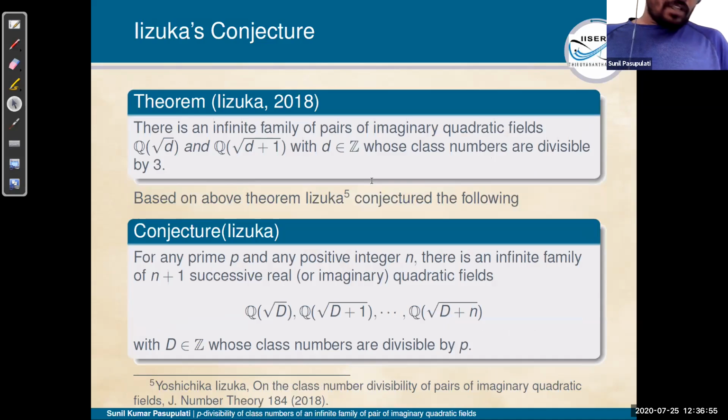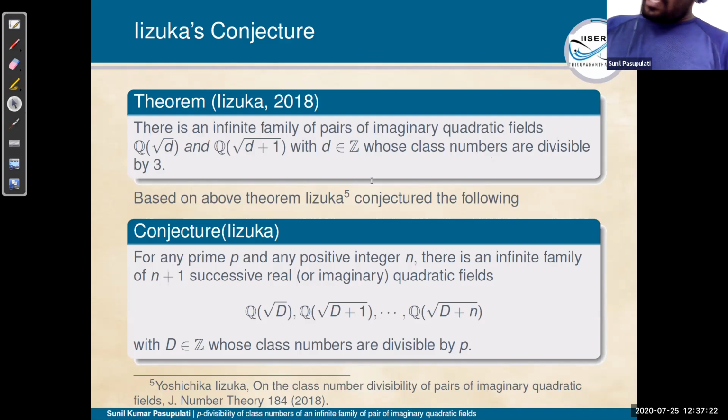Okay. So, on a similar problem, another interesting problem was looking at pairs of quadratic fields whose class number is divisible by a particular number. In the same spirit, IISER proved in 2018 that there exists an infinite family of pairs of imaginary quadratic fields Q(√t) and Q(√(t+1)) whose class number is divisible by 3.